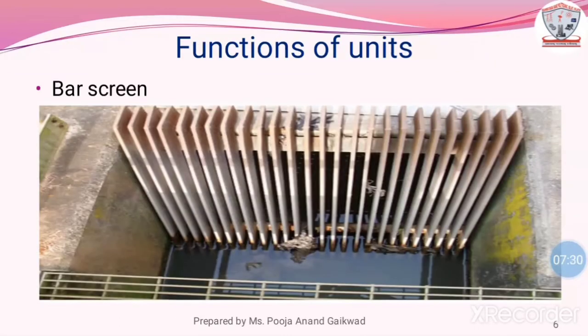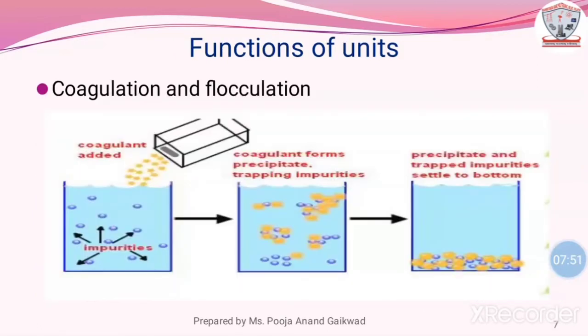Functions of units. Bar screen. Vertical bars help to drain out the floating materials present in water. These bars will hold the big size materials and the water flows through the bars to the other side. Coagulation and flocculation. Small particles combining is called coagulation, and when they form bigger particles, it is known as flocculation. In this diagram, you can clearly see the difference between coagulation and flocculation.